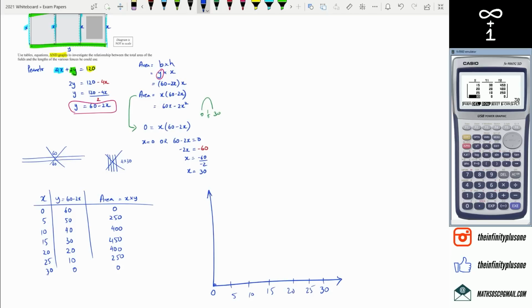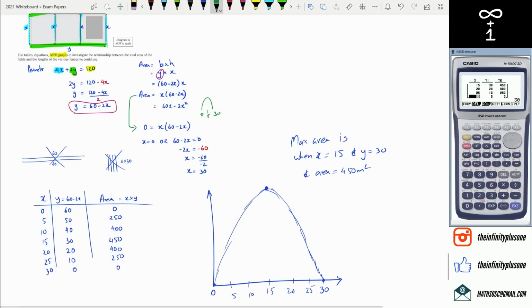So at 0 it's 0, and at 30 it's at 0. At 15, it's at 450. So I'm going to get a rough shape like this. And so I can kind of say that max area is when x is equal to 15 and y is equal to 30 and area equals 450 meters squared. I wouldn't bother again with the units, but that's basically what you could do.